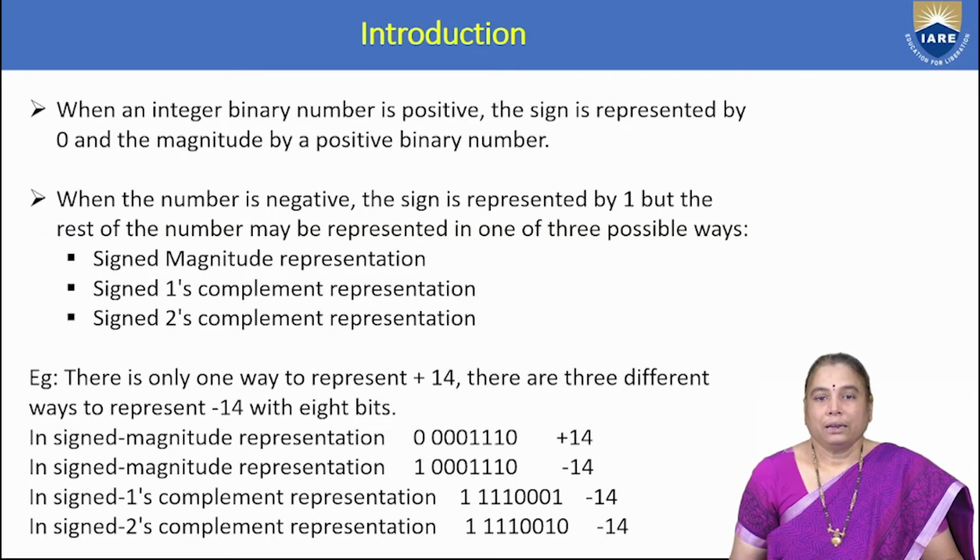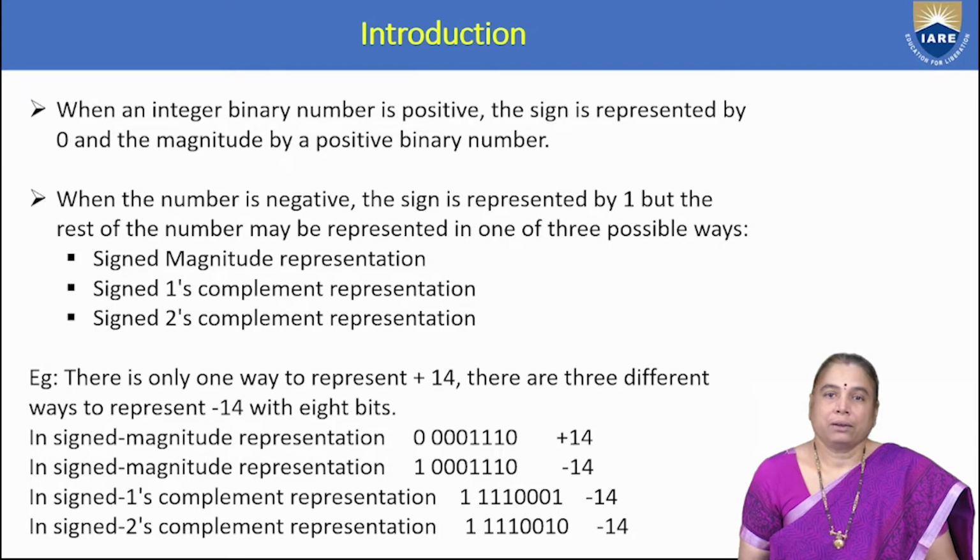When an integer number has to be represented in binary, the positive number and the negative number can be differentiated with a sign bit. The sign bit is the MSB of the number. If the MSB is 0, the number is positive. If the sign bit is 1, the number represented is negative.